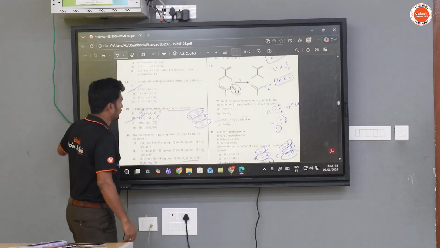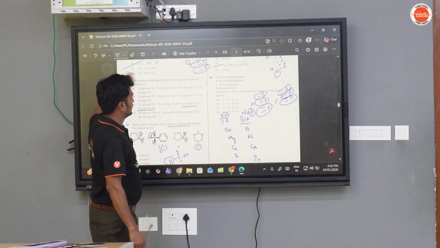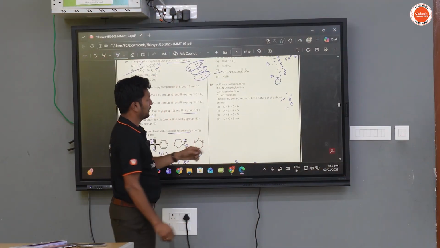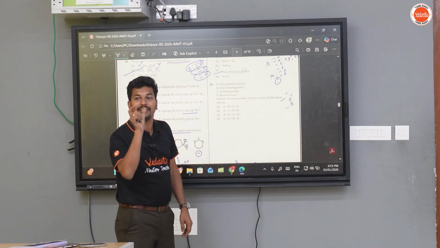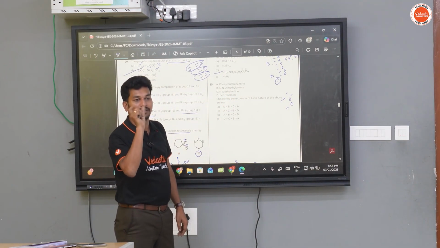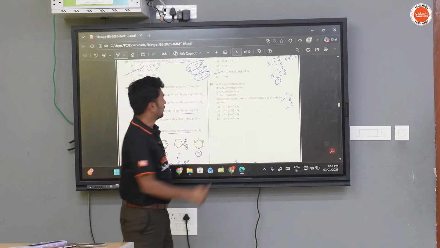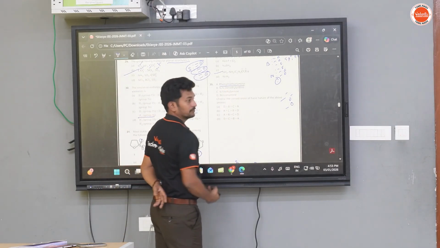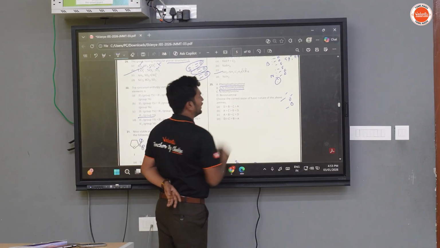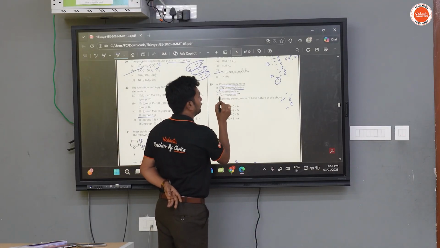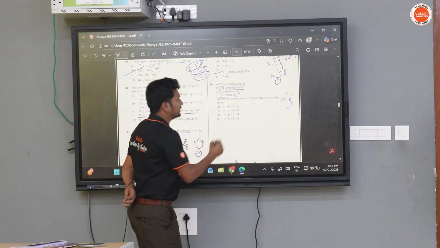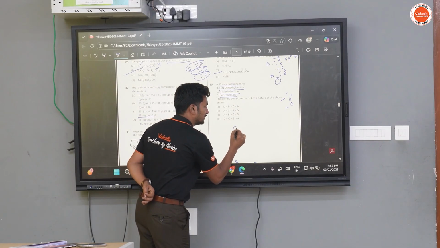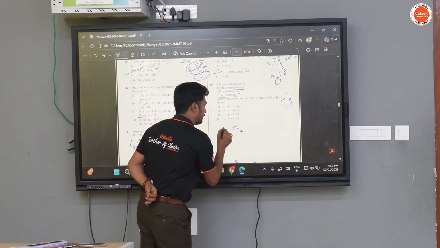Right. Coming to 35. If you look at this 35, you see this phenylmethanamine. First of all, you should be able to write the correct formula for the name. Yes or no? Phenylmethanamine, N,N-dimethylaniline, N-methylaniline, benzenamine. Phenylmethanamine: methanamine means what? CH3NH2. So with phenyl substitution, one of the hydrogens is replaced by phenyl.